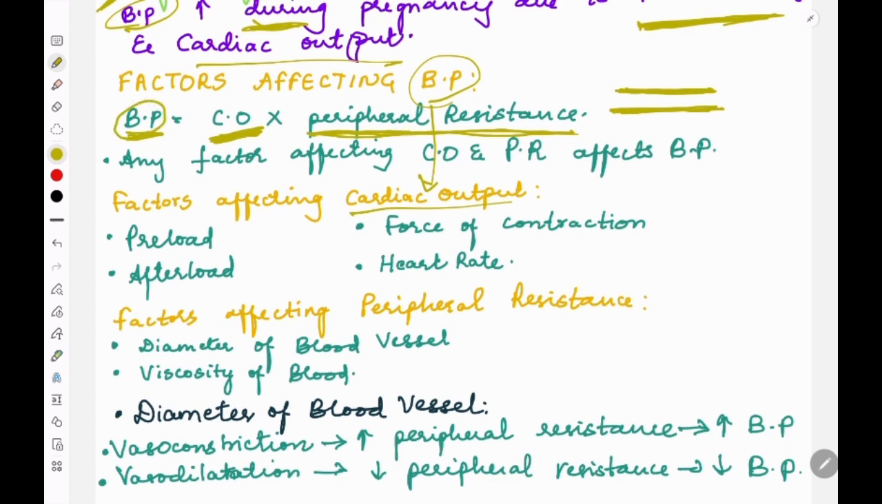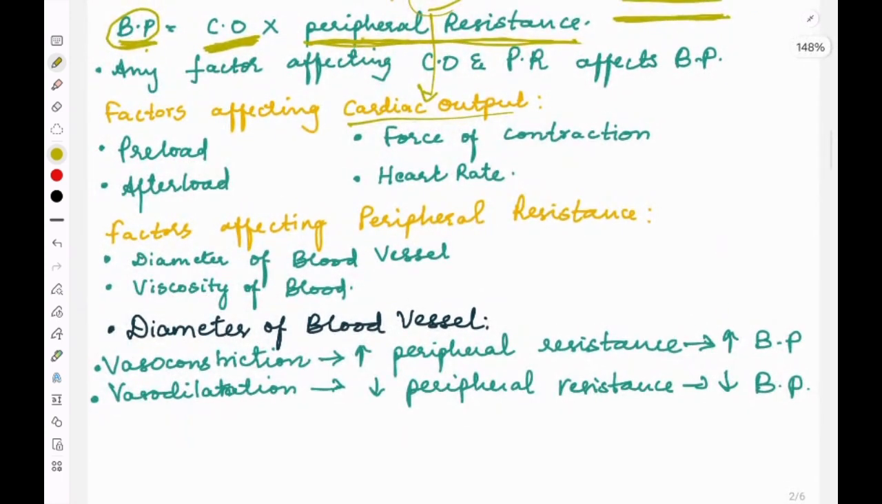Now, whatever factors affect the cardiac output will affect BP. Whatever factors affect the peripheral resistance will also affect the BP. How they are going to affect it, we'll observe here. So what are the factors affecting cardiac output? One is preload, another is afterload, another is force of contraction, and the fourth one is heart rate. All these factors we have discussed in the cardiac output.